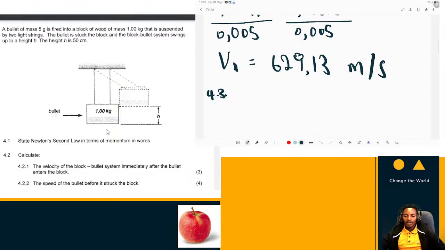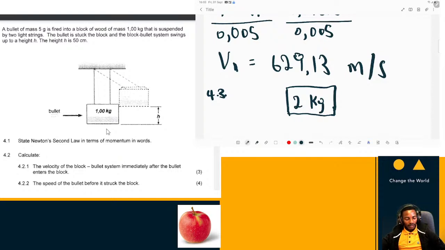So the mass of the block is now doubled. How will the height now reached by the block be affected if it was shot by the same bullet as before? So now we double the mass of the block, so the mass of the block is now 2 kg. The same bullet with that velocity strikes this block of mass, which is now doubled. So how will the height be affected? Will it be greater than, less than, or the same?